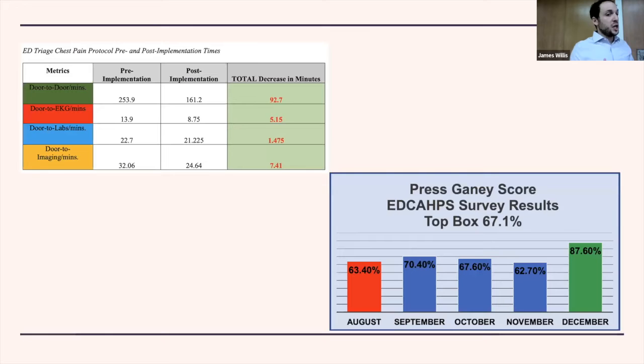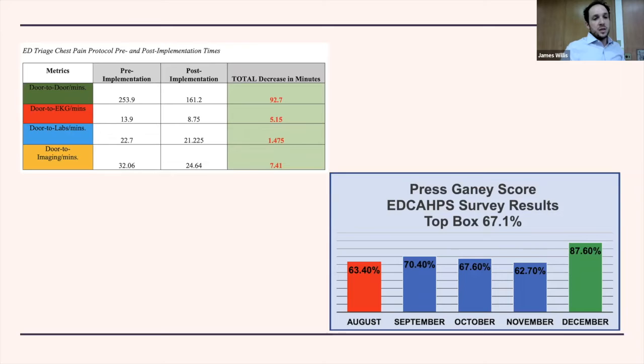It's going to decrease the time pretty significantly for all of the things that flow metrics really care about. The door-to-doc minute is reduced by an hour and a half. The door to EKG minute is reduced by 5, and that may not seem like a lot, but when you think of the national benchmark of 10 minutes, that's actually quite a big decrease from 13 to 9. The labs are improved, and the door to imaging is improved too, which we may not care about so much.